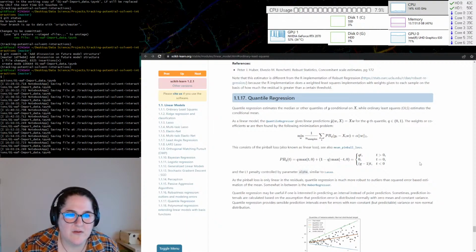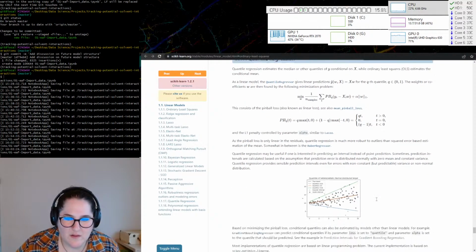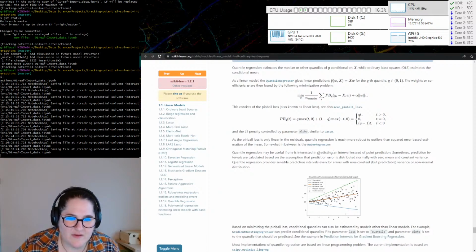Quantile regression estimates the median or other quantiles of y conditional on x, while OLS estimates the conditional mean. So cool, a quantile. This might be something that, predicting an interval instead of a point prediction.